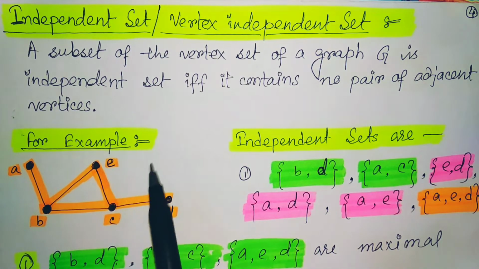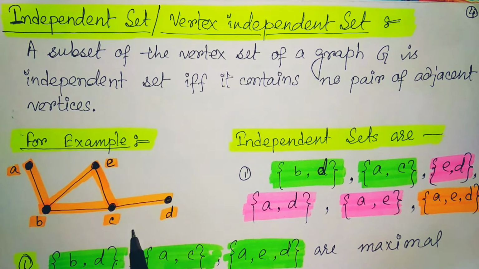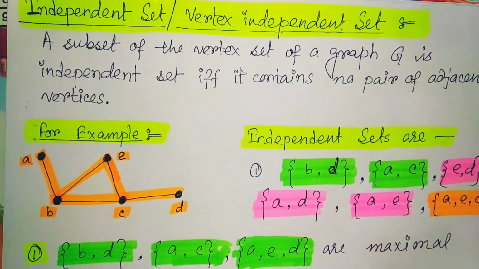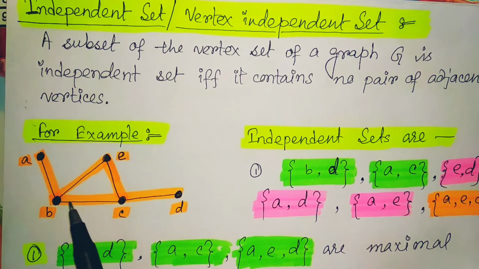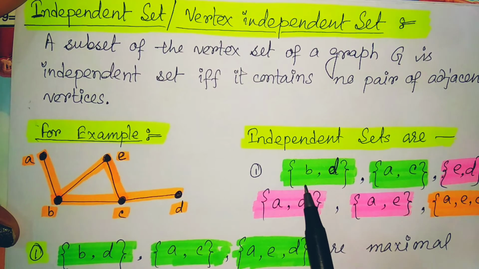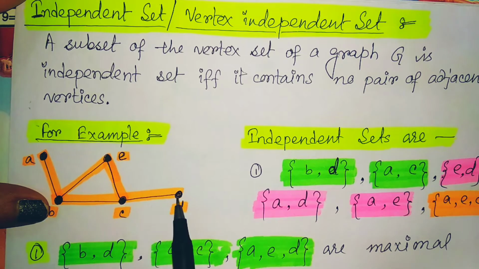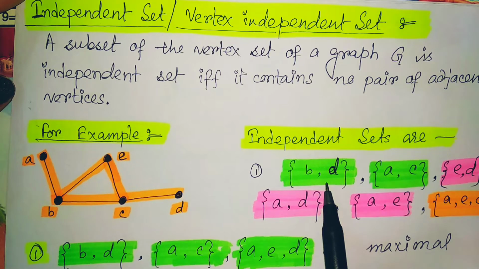So for example, this one is a given graph and here the independent set means we should find out those set of vertices which have no connections, that means they are not adjacent to each other. So if we consider from this graph the set BD, so B is this one and D is this one, they are not connected, so these two are not adjacent. That's why we can say this is the independent set.